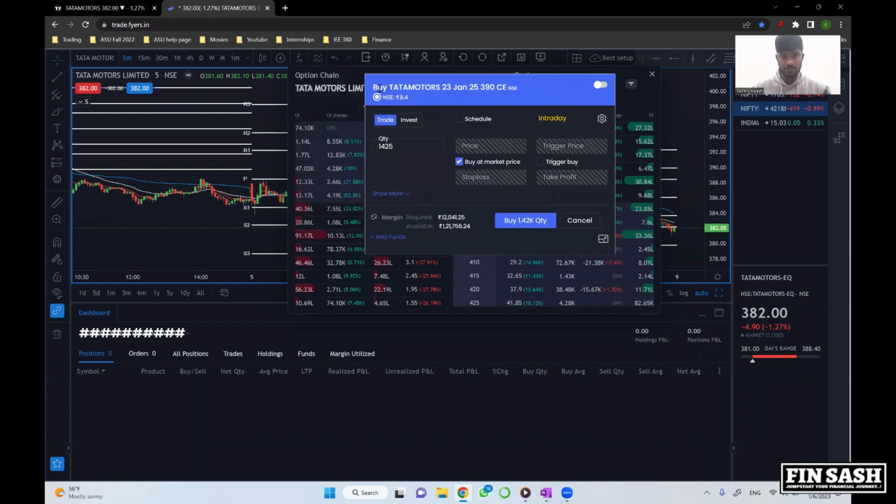So do you guys see here? It's basically written Tata Motors on 23rd Jan, which I talked about is the expiry. If you go see, 23rd Jan is a Thursday. So this is the expiry for this option. The strike price is 390 and CE.